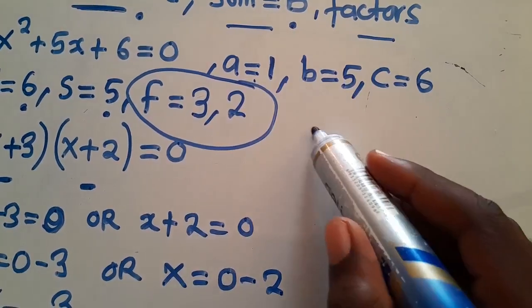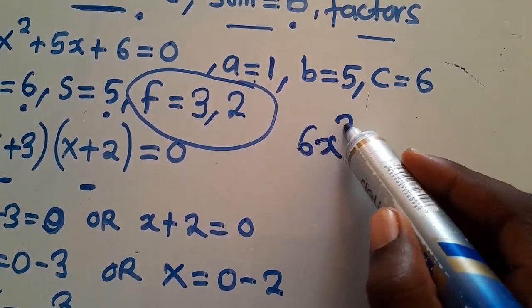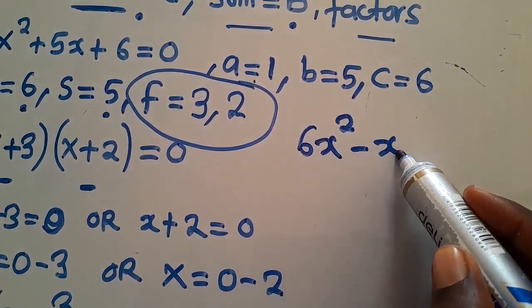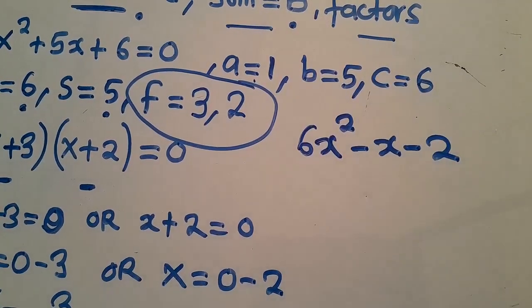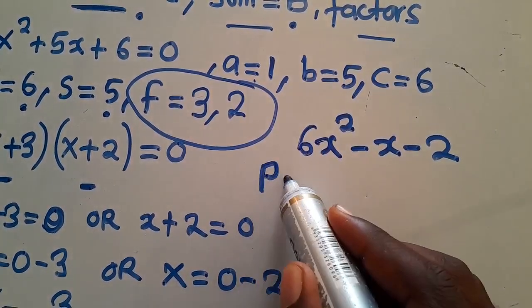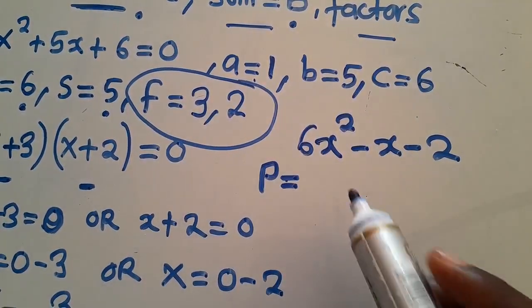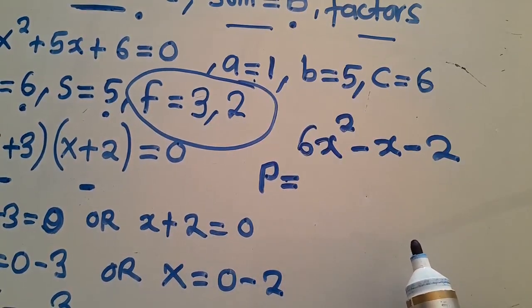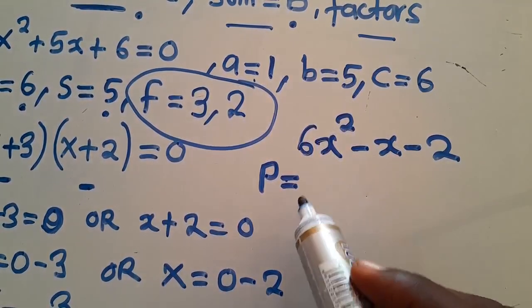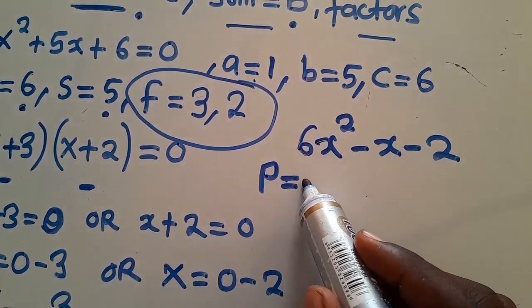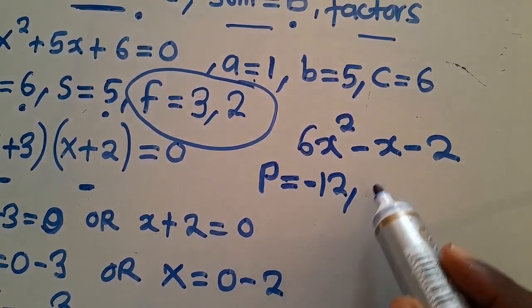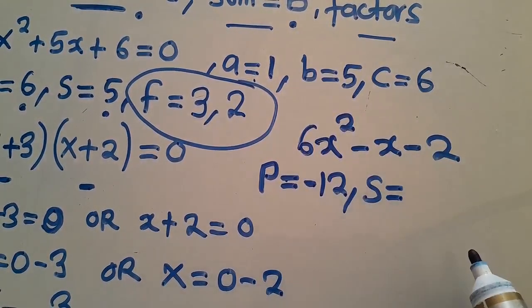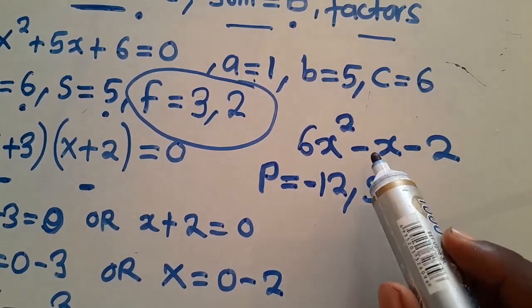So it is like this: 6x squared minus x minus 2. How do you solve this? Find the product, a times c. I'm going to be very fast on this because I've told you how you can find a, b, and c. So a is 6. So 6 times negative 2, that is negative 12. What is your sum? Your sum is negative 1.